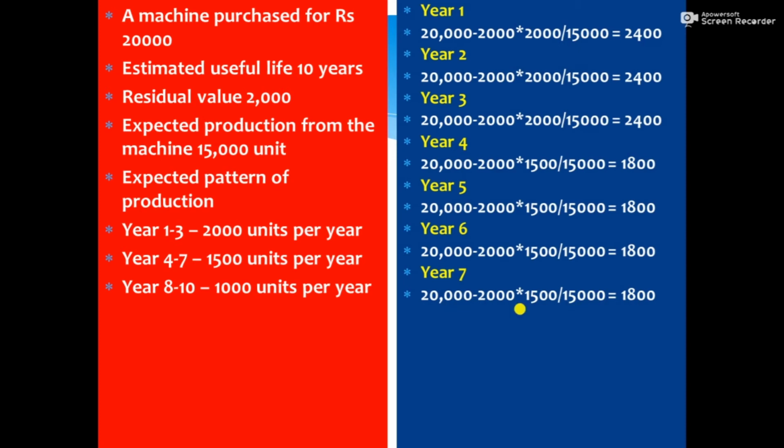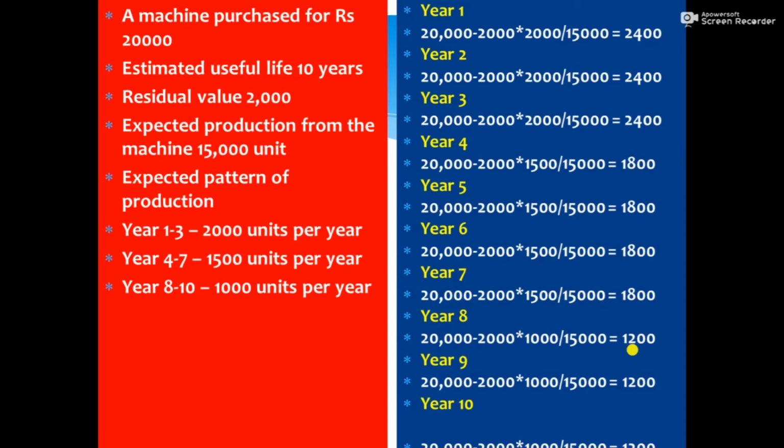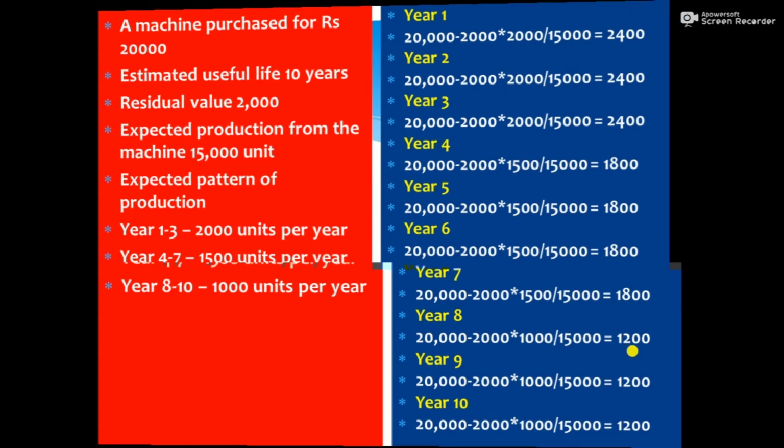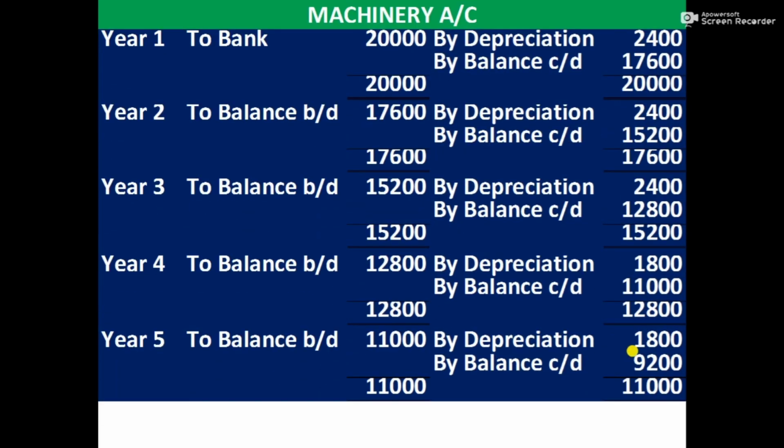And for the 8th year the number of units produced is 1,000 units, and therefore 8th year depreciation is 18,000 into 1,000 divided by 15,000 units, that is 1,200 rupees. And 8th year, 9th year and 10th year, all these 3 years, your depreciation remains the same, 1,200 rupees. We will check how the machinery account looks.